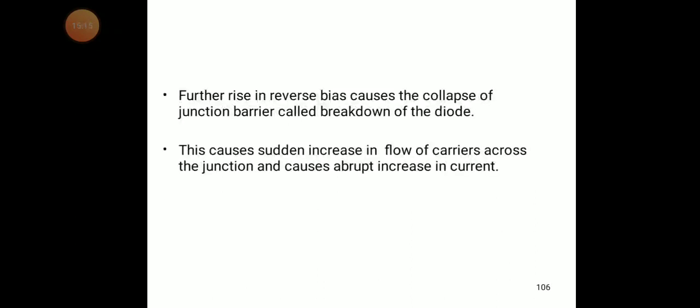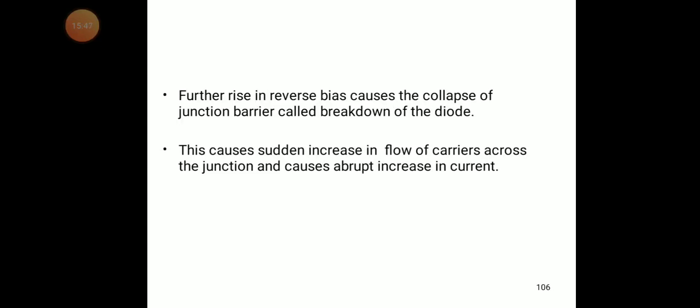So, further rise in the reverse bias. If you want to increase the reverse bias again, what happens is the reverse bias causes the collapse of the junction barrier. Collapse of the junction barrier is called the breakdown of the diode. The diode breaks there.